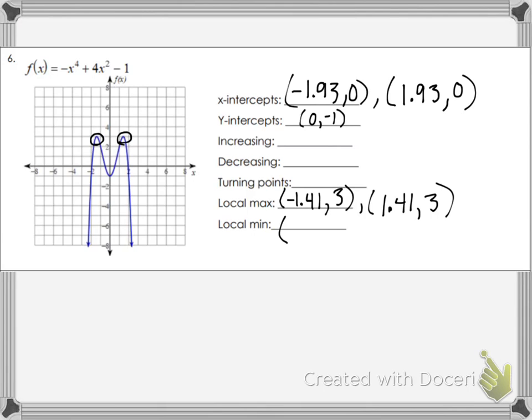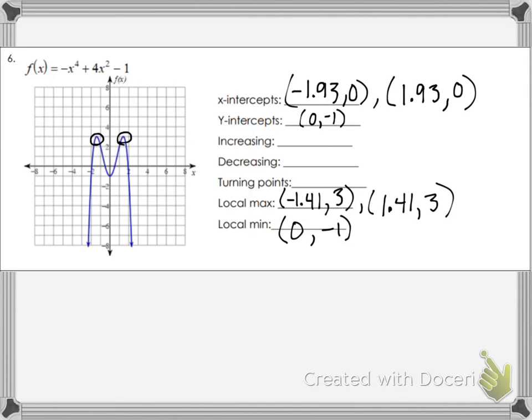What are we getting? What are we getting? 0, negative 1. Very good. Questions on how we got those? If you have questions about the calculator, I will try to get with you after we're done going over these notes. Okay? So, what are my turning points?